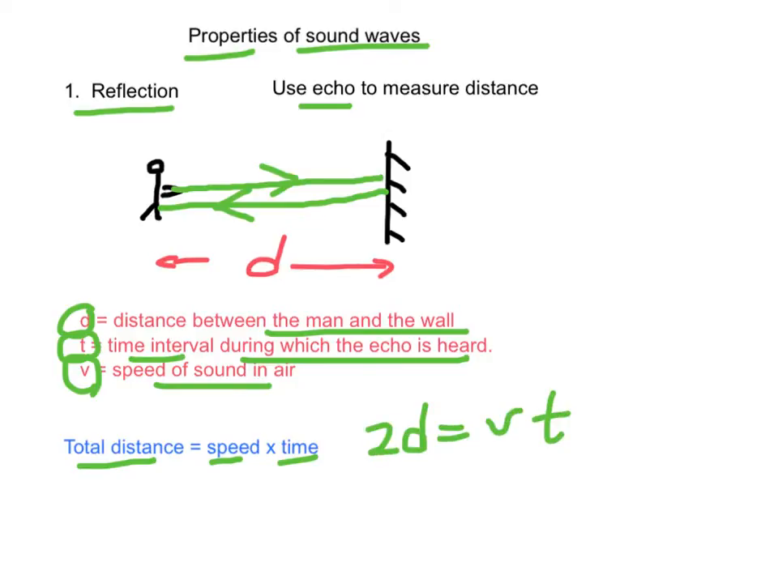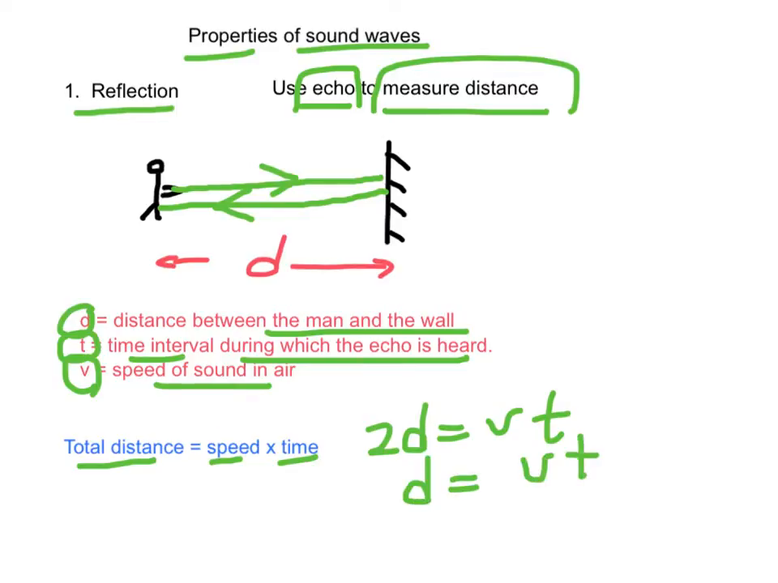Hence, the echo method can be used to measure distance. d equals vt over 2, or we can use the echo method to find the speed of the sound wave. v equals 2d over t.